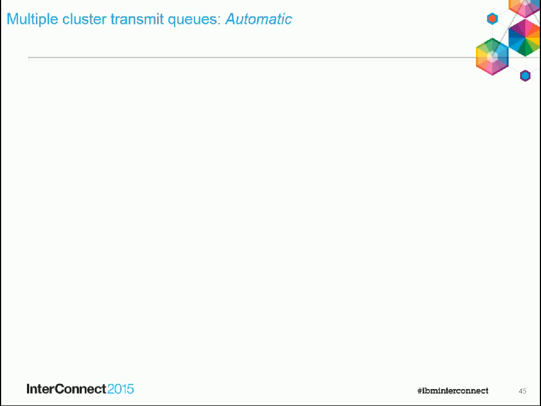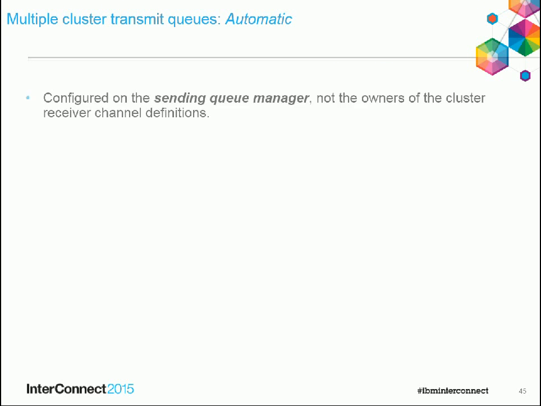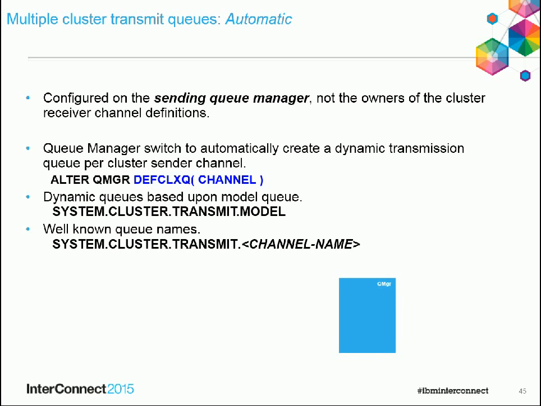You've got two modes. One is an automatic mode, where you basically say on the queue manager, there's a new attribute, DEFCLXQ, the default cluster transmit queue. If you set that to CHANNEL, it's saying for every individual cluster sender channel that I create on this queue manager, I'm going to use a different transmission queue. That's whether you manually configure the cluster sender channel, say to a full repository, or it's auto-generated on the basis that this queue manager needs to send some messages to another queue manager in the cluster.